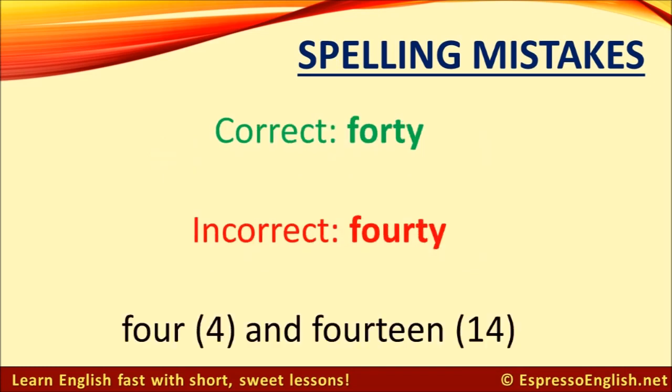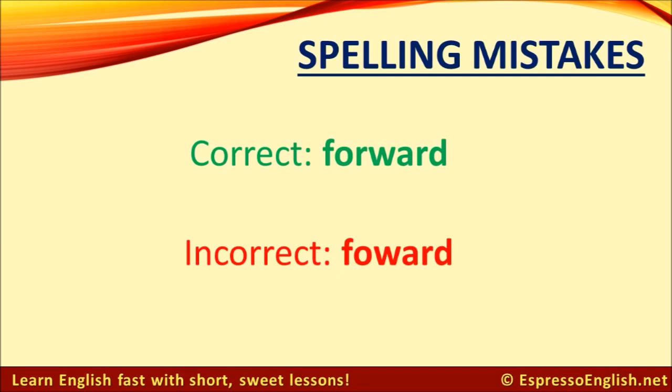English learners often get confused with the word forty, that's F-O-R-T-Y. The word forty does not have the letter U. The words four and fourteen both contain the letter U, but the word forty does not.